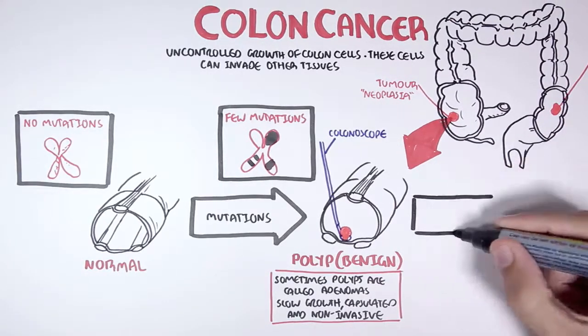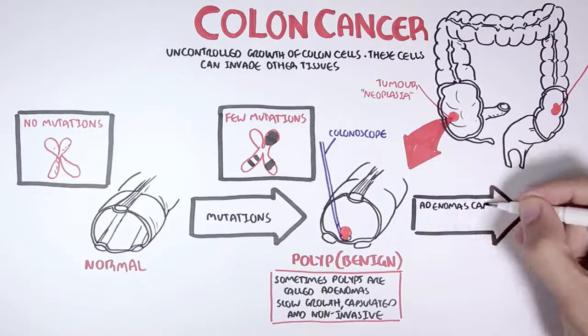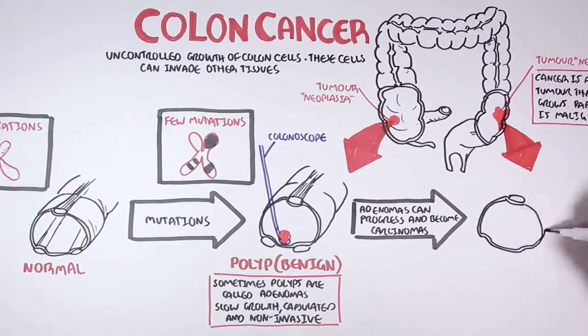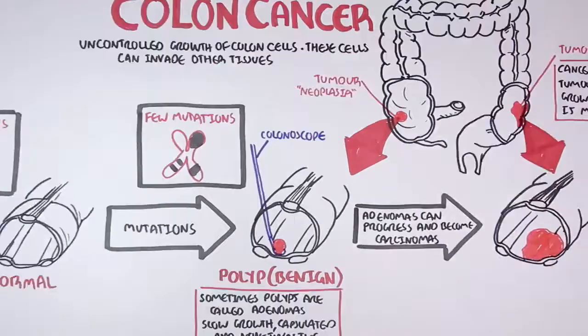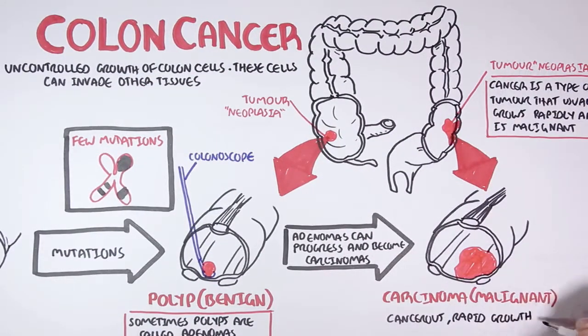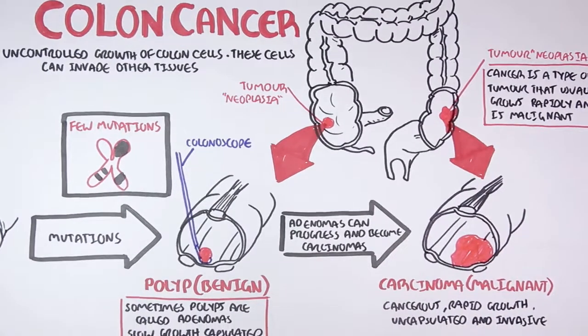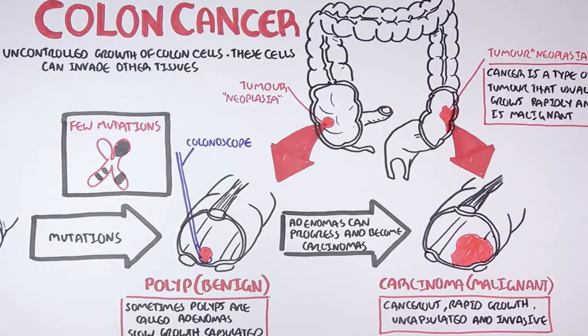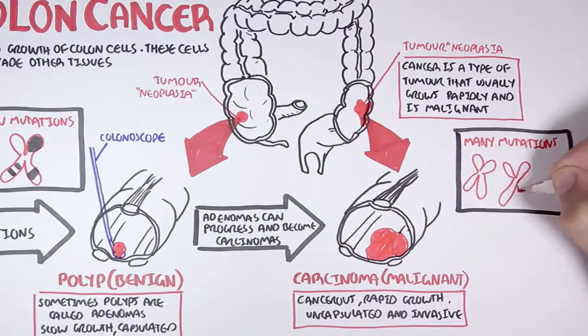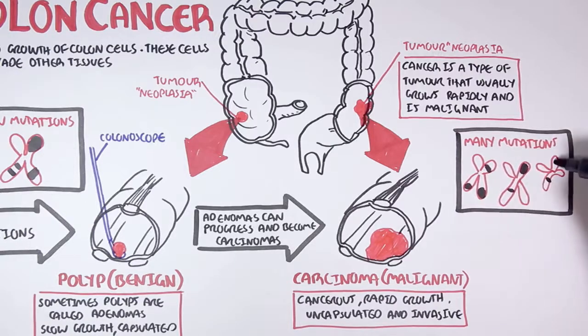Now, some adenomas can progress and become carcinomas. Carcinomas are the deadly ones. They are malignant. Carcinomas are cancerous. They grow rapidly, are uncapsulated, and are invasive. For colon carcinomas to develop, for example, we would expect to see multiple mutations in the DNA of many chromosomes.